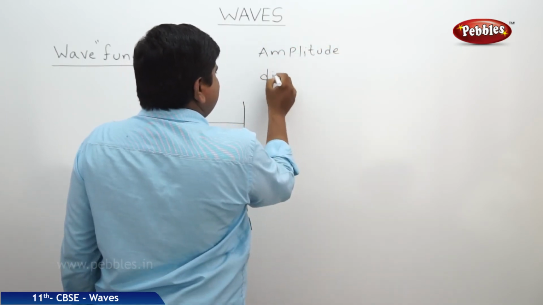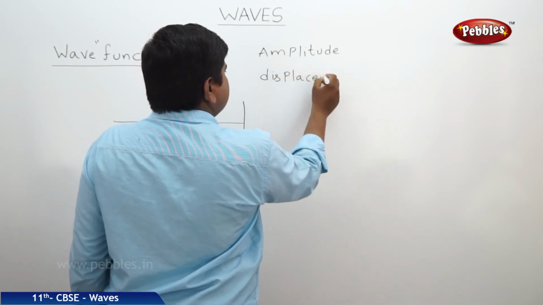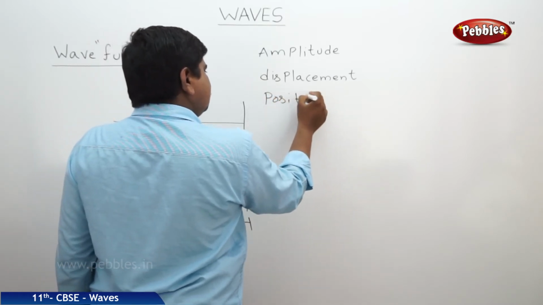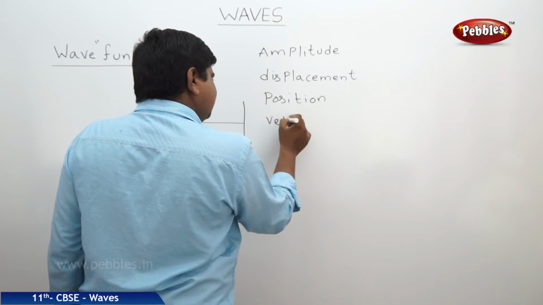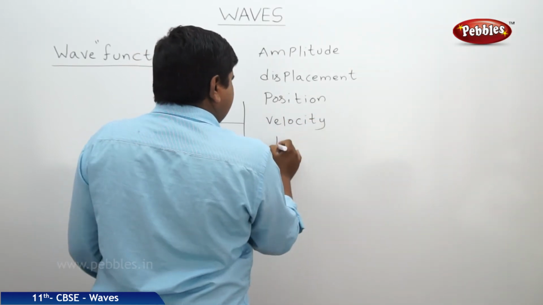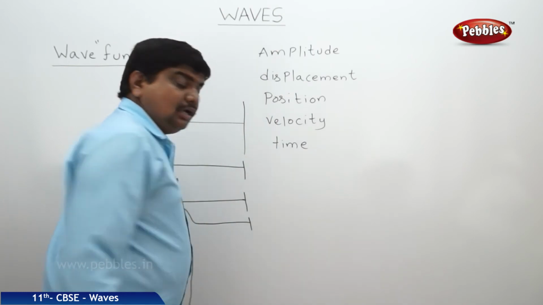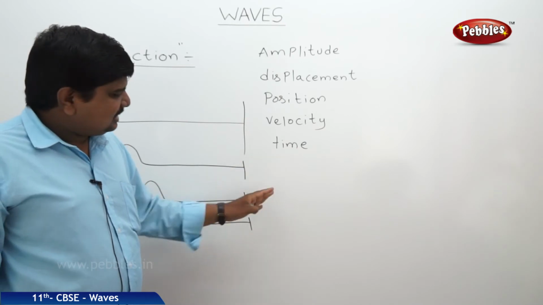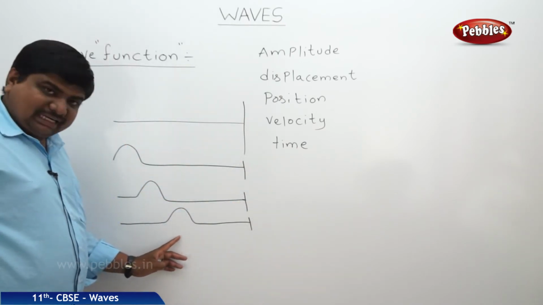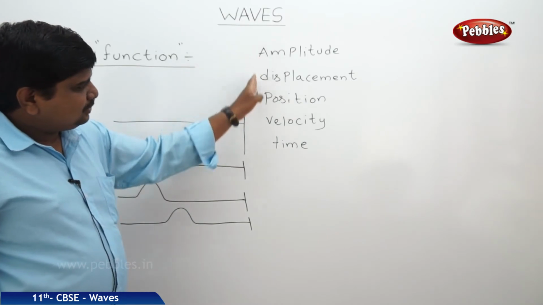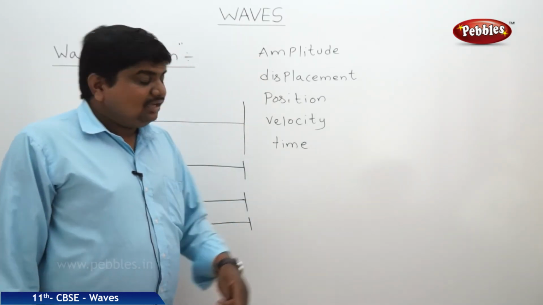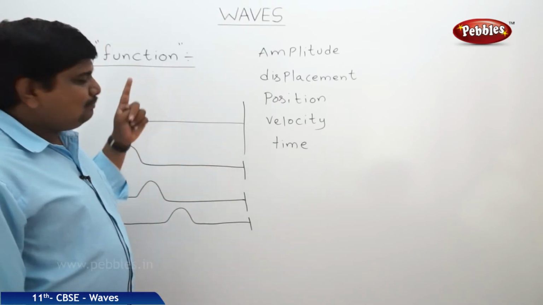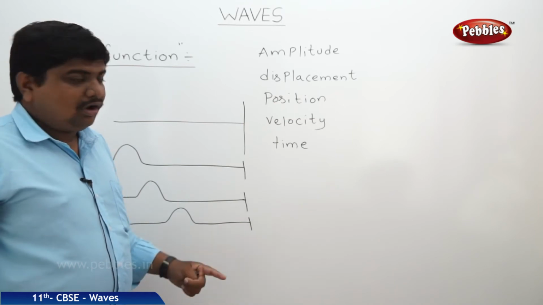second one is displacement, third one position, velocity, time, and many more physical quantities that are dependent on these five. So if you want to describe the motion of the wave pattern along the string, it should be associated with these physical quantities. Whenever these physical quantities are expressed in a mathematical form to describe the motion of a wave, it is called the wave function.